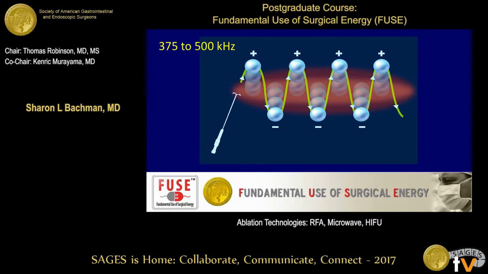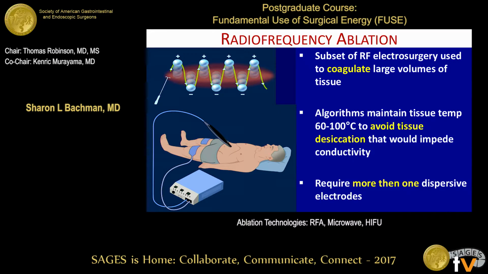Okay, so once again, we're taking current from the wall, putting it through a box, and what we're getting out is between 375 to 500 kilohertz. And as that alternating current is going through the tissues, we're getting the intracellular friction that causes heat. And the thing about radiofrequency ablation is we are now looking at large volumes of tissue, as opposed to that precise tissue effect that we want with our monopolar or our bipolar devices.